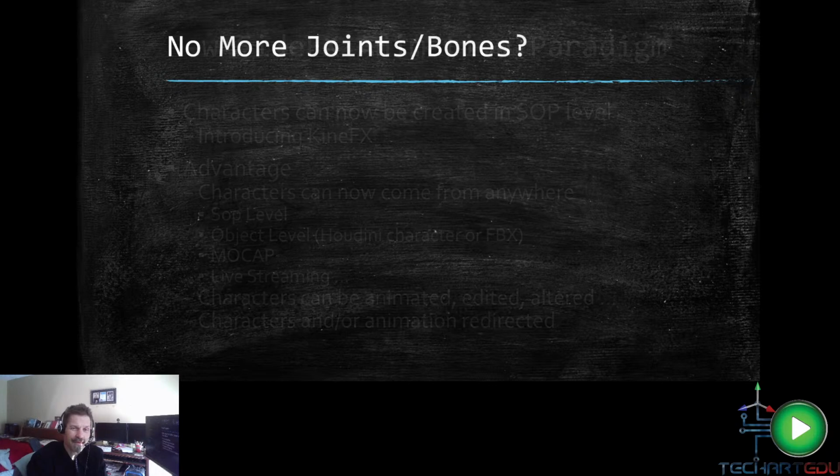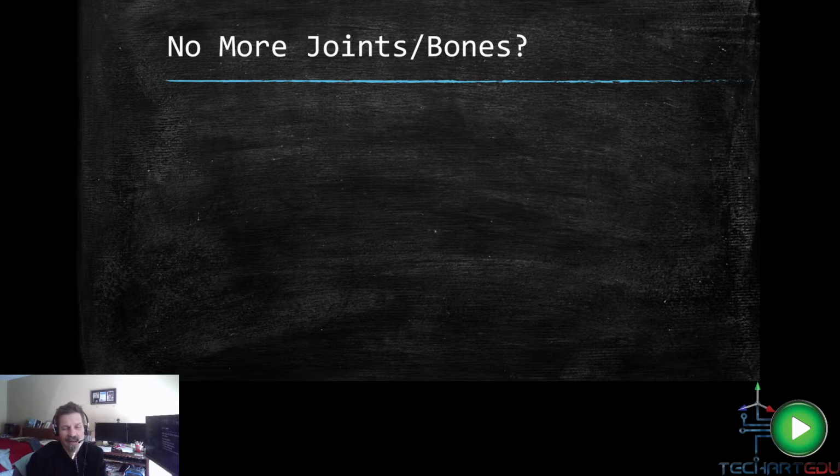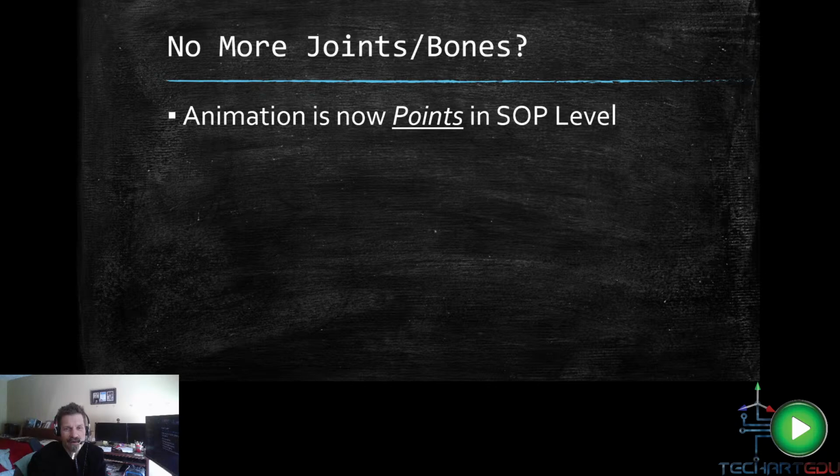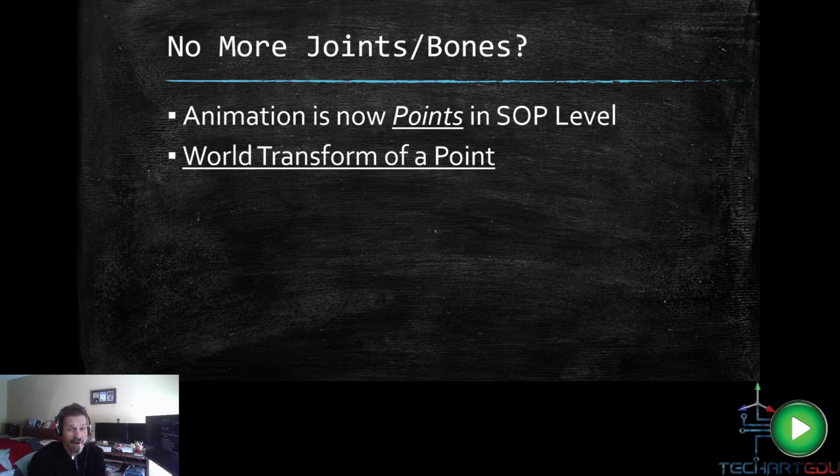Okay. All right. No more joints or no more bones. Well, technically, there are no more joints. There are no more bones. All the joints are now no longer joints. They are now points. They're points in the SOP level. They are points with a world transform.